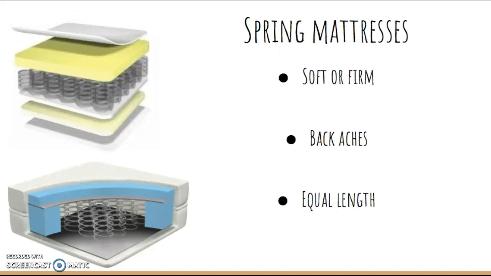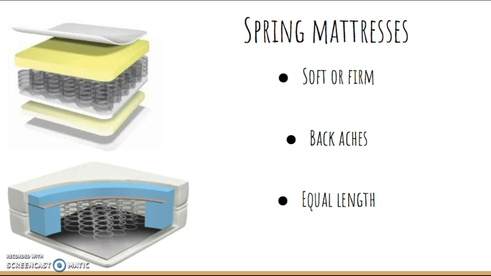The second example of an object with springs is a spring mattress. It's important to be aware of the amplitude of the springs that you put in the mattress, because it can affect how much the springs will condense under a person's weight.